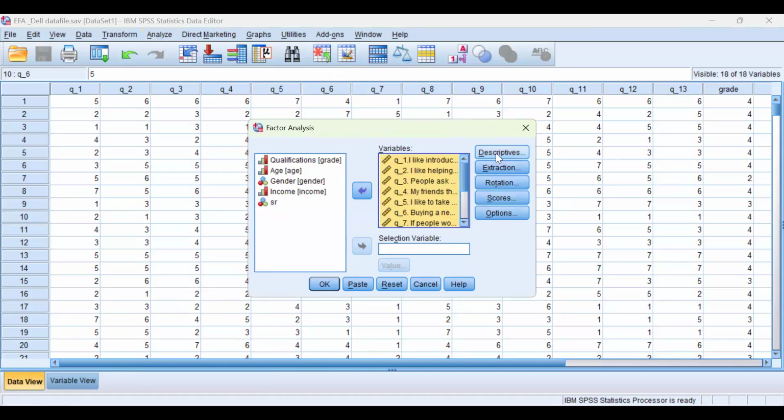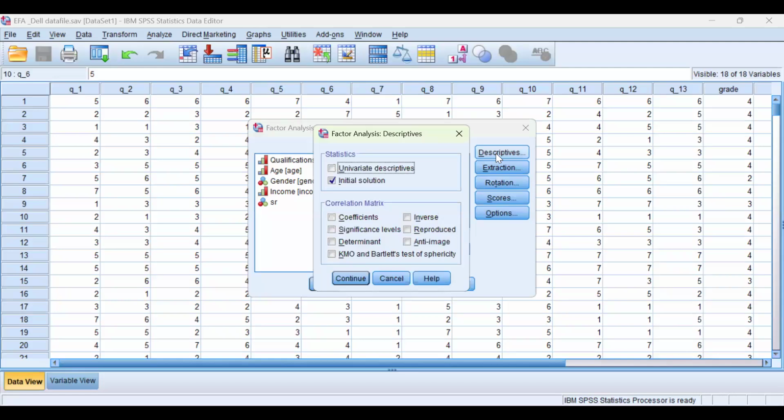First we go to descriptive statistics. Descriptive statistics always gives you mean, median, and mode. We're not looking for any descriptive statistics because we're not interested in calculating them. That is why I'm not checking this univariate descriptives, right? The initial solution is checked by default here. What we need to check is the significance level: the KMO and Bartlett's test of sphericity, and the anti-image. So we click on these three and we continue.